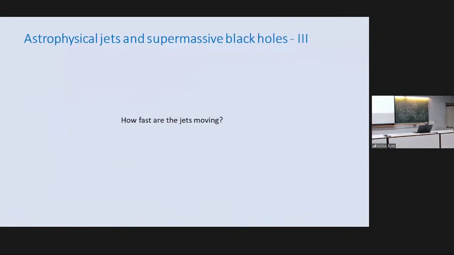We'll stop here today. It's 5 o'clock. And tomorrow we will look at speeds, and we'll go back to the unification scheme and tie it together, and we'll do a bit of disk-jet connections and a little bit of recurrent activity. So today we can take some questions.